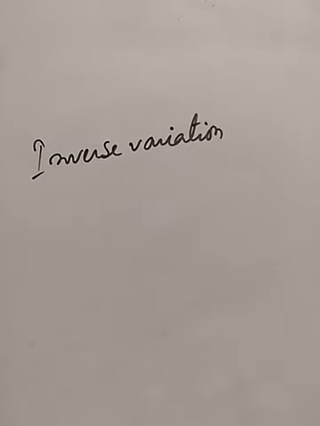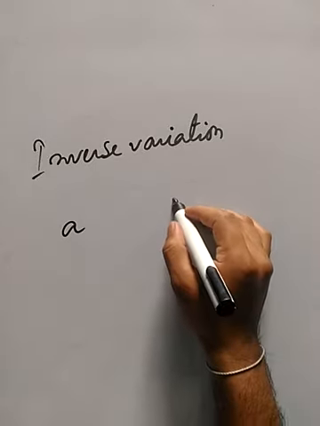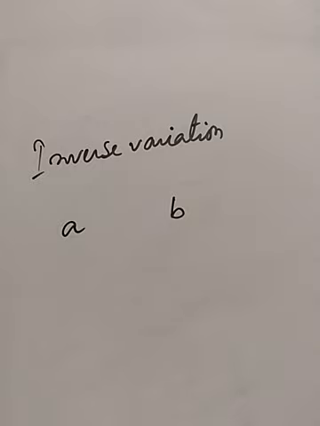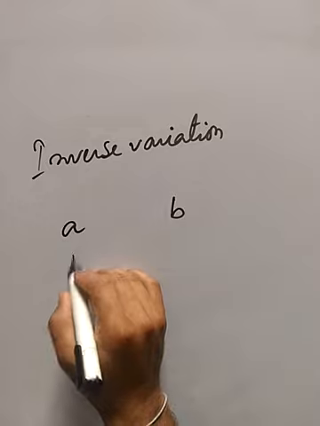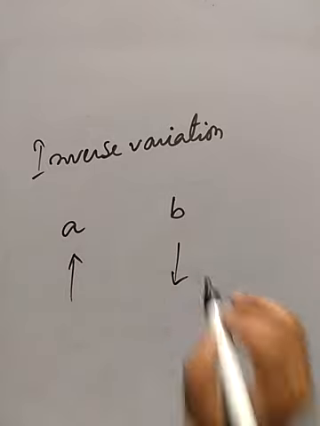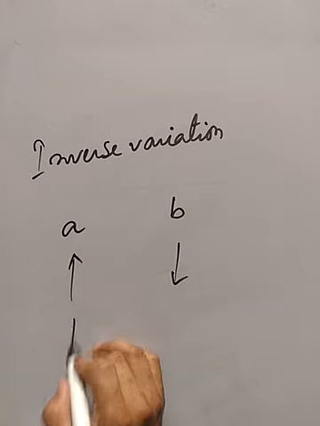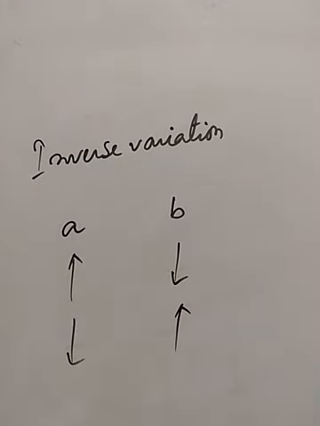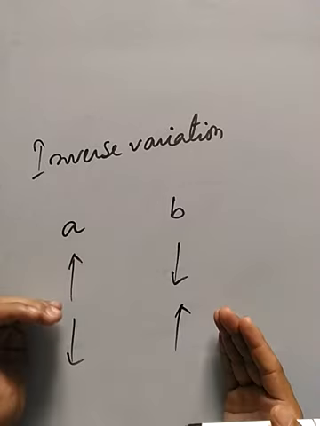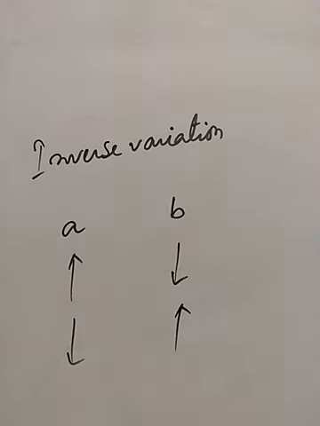In inverse variation, we are talking about two quantities here also, A and B. If quantity A increases, then quantity B decreases. If quantity A decreases, then quantity B increases. Now it's the opposite actually. When one increases, the other decreases. When one decreases, the other increases. So that means these A and B are in inverse variation. Let me give you one example here.